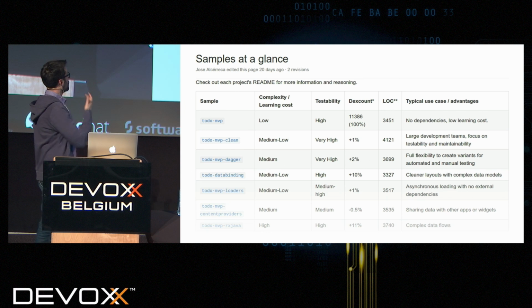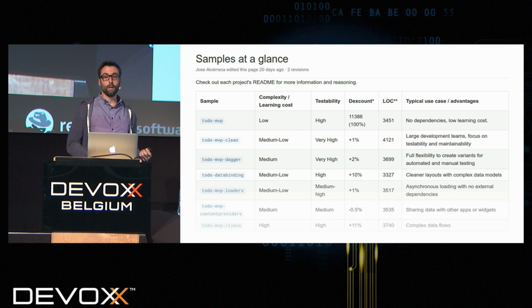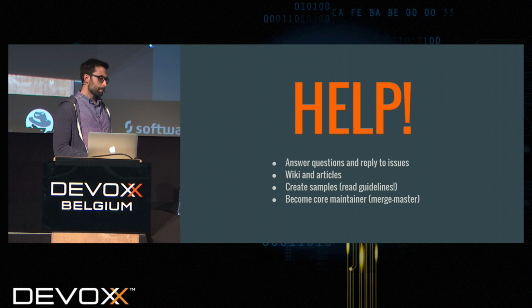But then if you go to the clean sample, the testability is very high because it's very simple to test any new features that you would add. There's a complexity and learning cost, and that's in terms of, for example, RxJava. It's not just a few things you have to learn; there are a few things that you have to learn before you understand it, so the learning cost is going to be a bit higher, but then maybe in the long term it's the right approach for you. And there's a use case and advantages about why you would use this approach or one sample or another, and I will try to explain that there too.